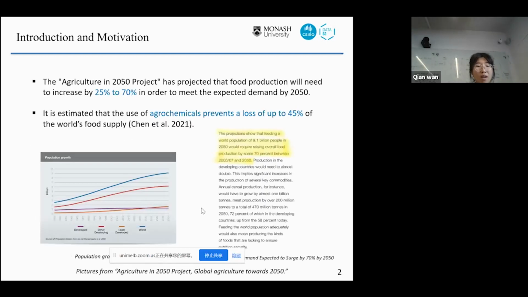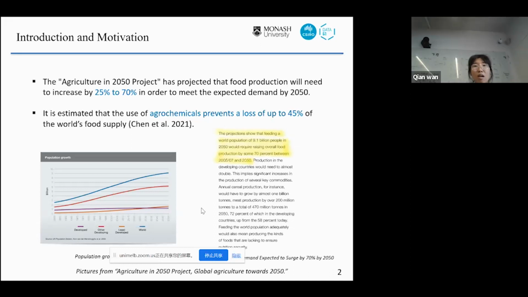Let's move on to the first section. I'd like to begin by sharing some interesting statistics with you. According to the Agriculture in 2050 project, the world population is projected to reach approximately 9 billion by 2050. As a result, food production will need to be increased by 25 to 70% in order to meet the expected demand by 2050. And it has been estimated that the use of agrochemicals can prevent up to 45% of the world's food supply from being lost.